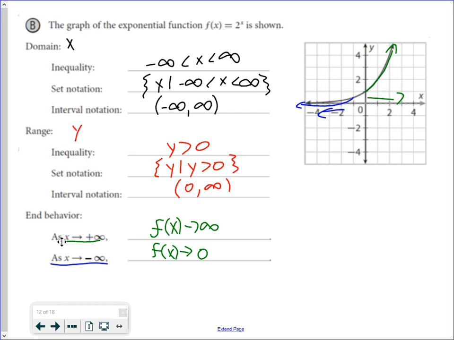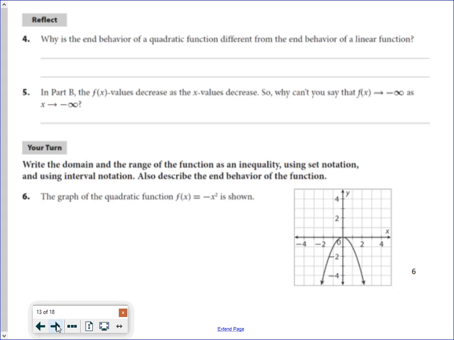All right. So what we're going to do now is we're going to reflect on why the end behavior of a quadratic function is different than the end behavior of a linear function, and that's just because the y values differ. The end behavior changes because the y values are going to be different.